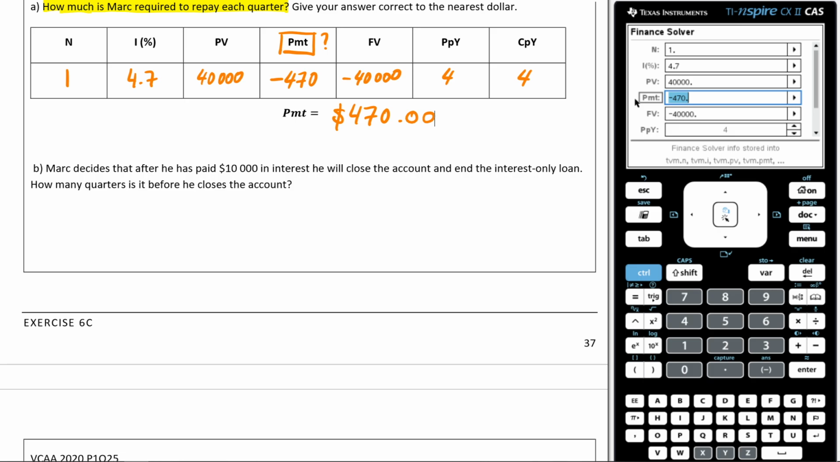Mark decides that after he paid $10,000 in interest, he will close the account and end the interest-only loan. How many quarters is it before he closes the account? All right, so let's read that again. Mark decides that after he's paid $10,000 in interest, he will close the account and end the interest-only loan. So all I really need to do here is figure out when he paid $10,000, and obviously then he wants to close the interest-only account.